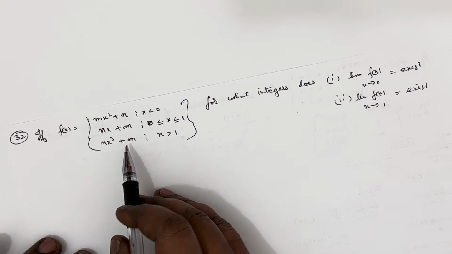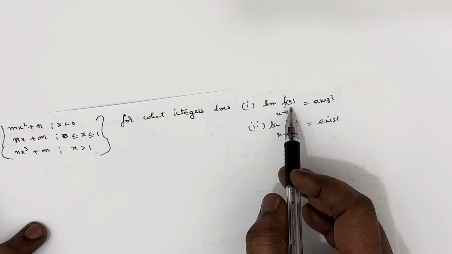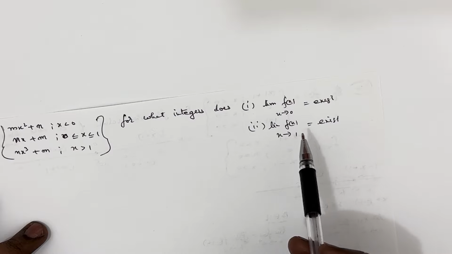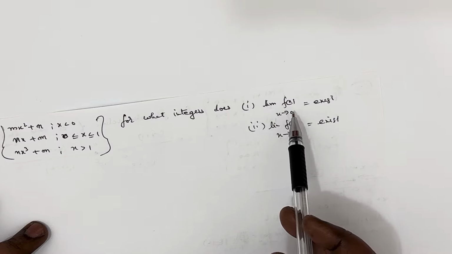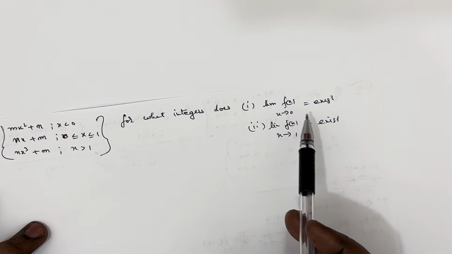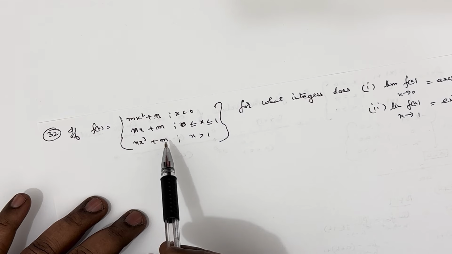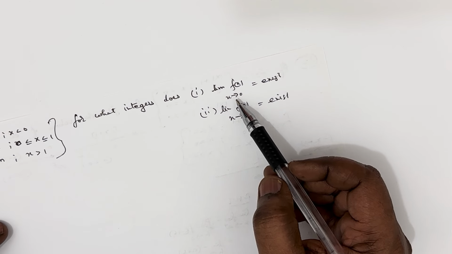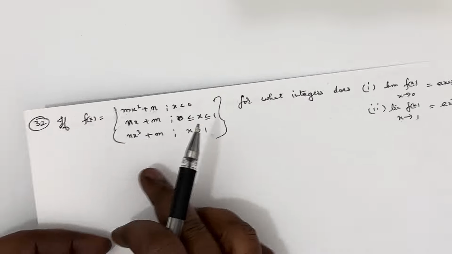In these conditions, for what integers does the limit of the function exist as x is approaching both points 0 and 1? That is, he says that the limit exists, so the LHL and RHL are equal. For that to be equal, what must be m and n? He's asking for the values of m and n, the integers for which this function has a limit when x is approaching 0 and when x is approaching 1. Let's find out what the integers are.